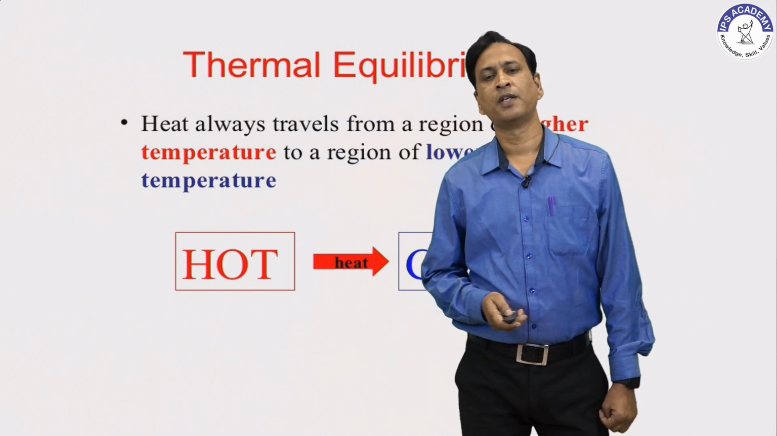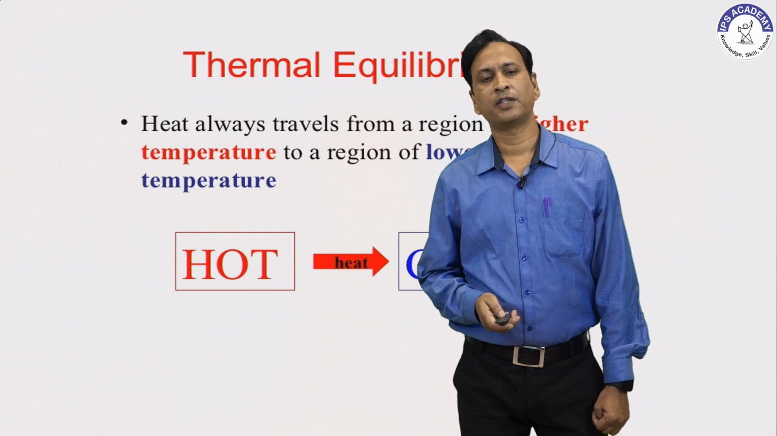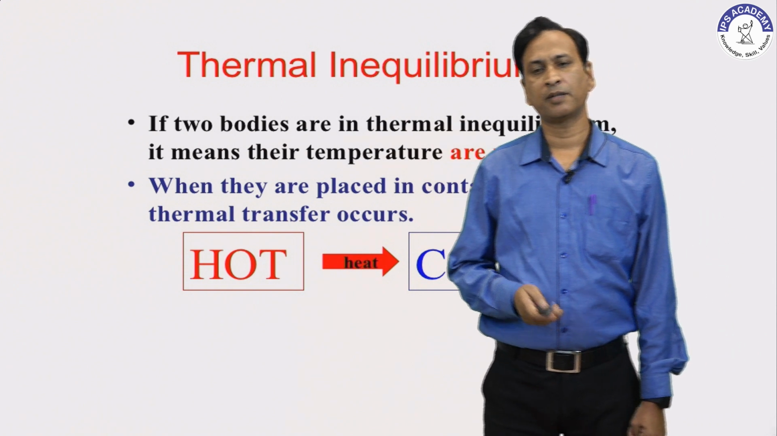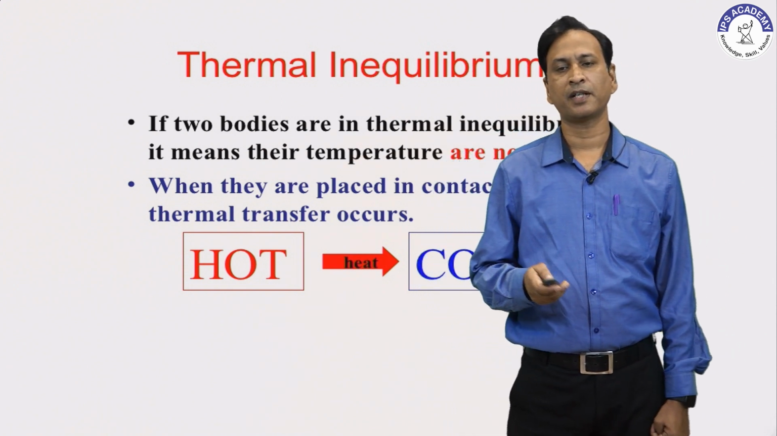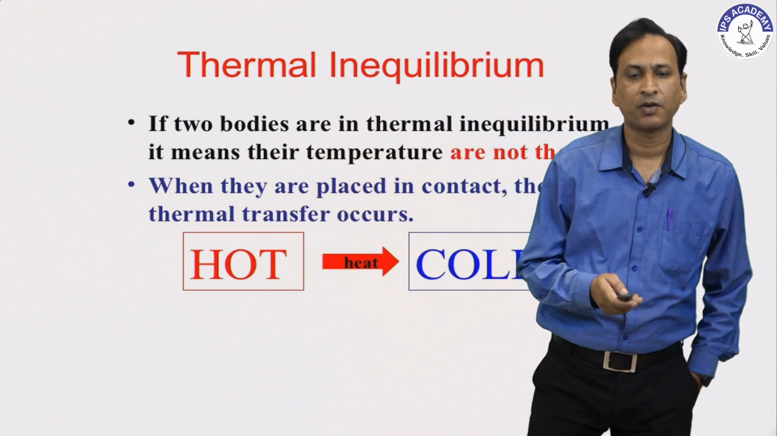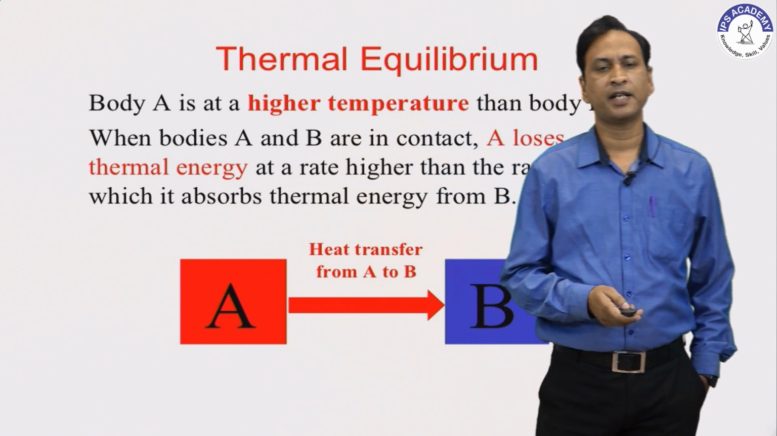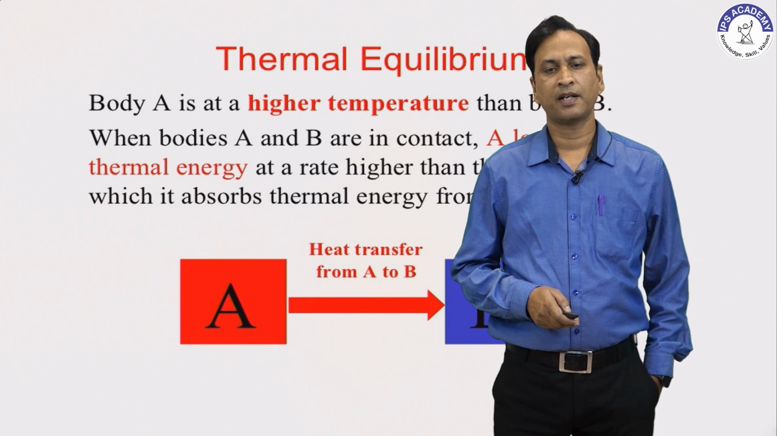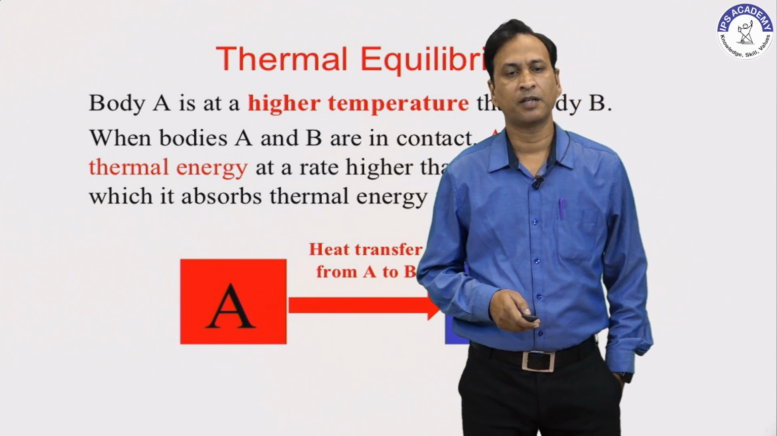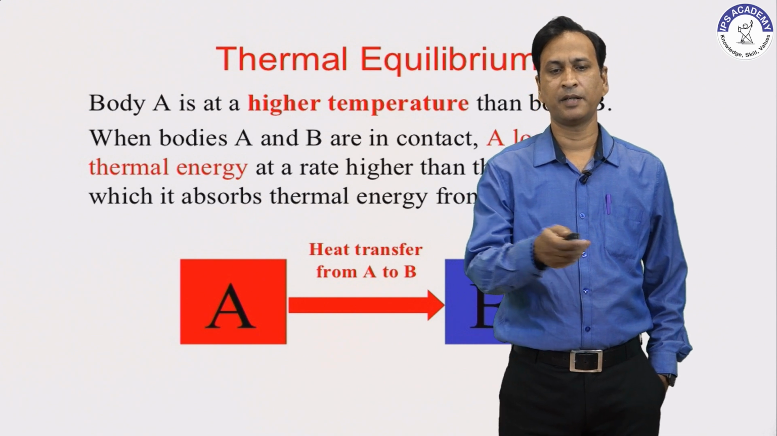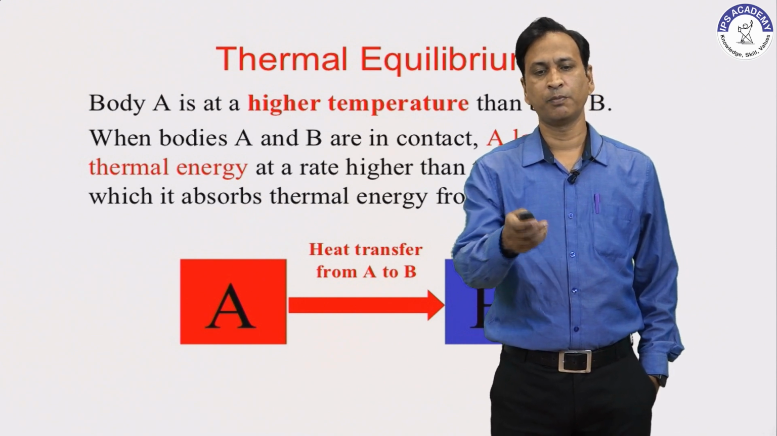Heat always travels from a region of higher temperature to a region of lower temperature, from the hot region to the cold region. If two bodies are not in thermal equilibrium, it means their temperatures are not the same. When they are placed in contact, heat transfer occurs. Body A is at a higher temperature than body B. When A and B are in contact, A loses thermal energy at a higher rate than the rate at which it absorbs thermal energy from B. So heat transfers from A to B.